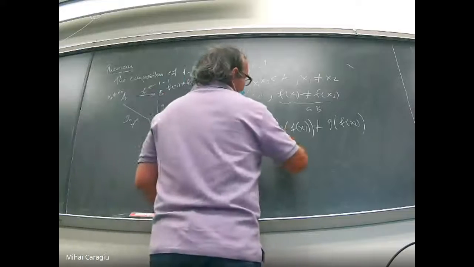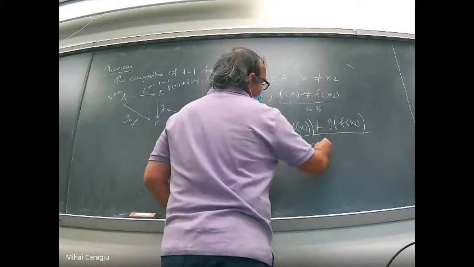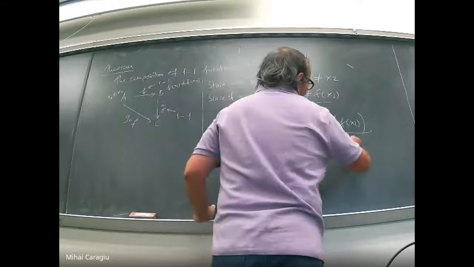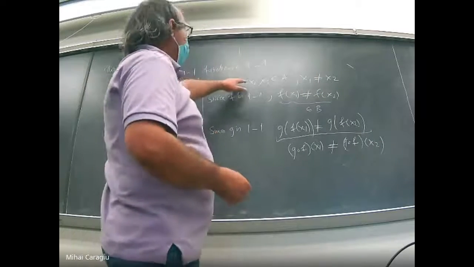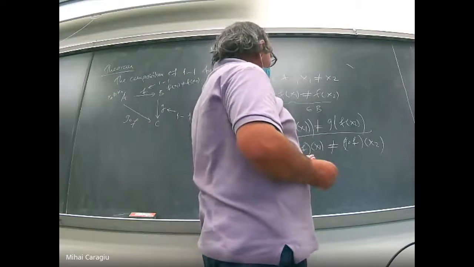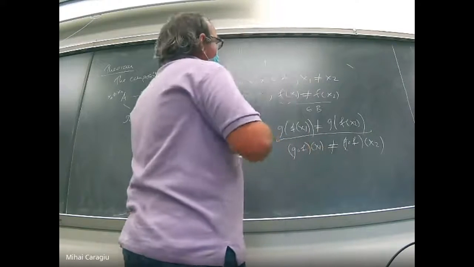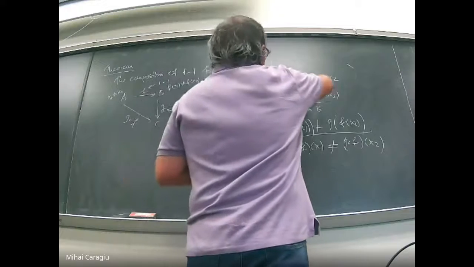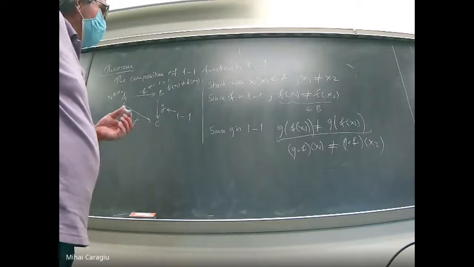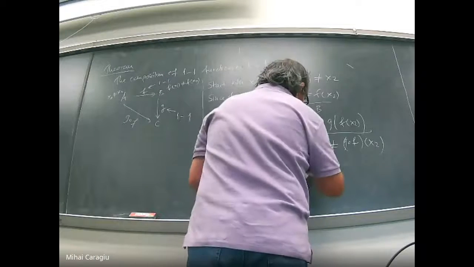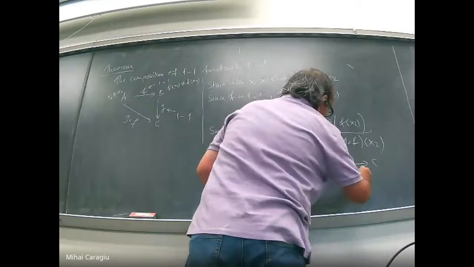This can be rewritten as g composite f of x1 not equal to g composite f of x2. So we start with x1 not equal to x2, and we get the conclusion that g composite f of x1 is not equal to g composite f of x2. That reasoning works for any x1, x2. Therefore, g composite f from A to C is one-to-one.